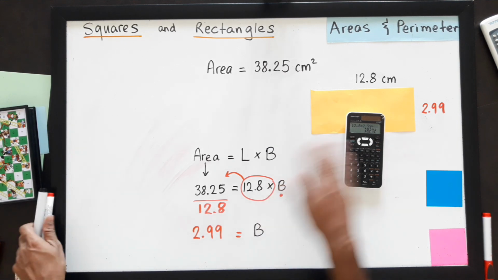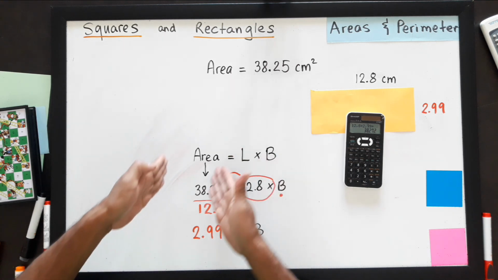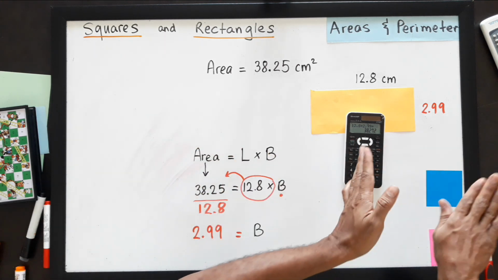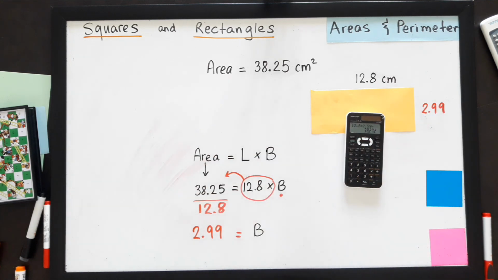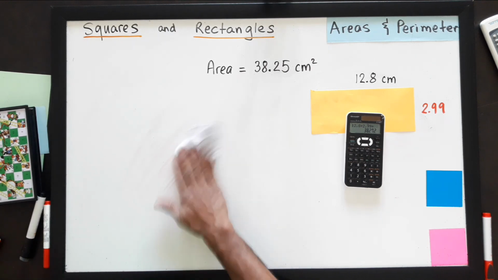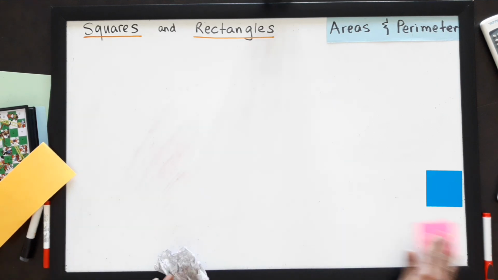Alright, so these questions are very popular in the exam. I call them reverse questions, where they give you the area first and you try to find the missing side that would give you back the particular area. Alright, let's try another question. That was a rectangle. Let's try a square question, a reverse square question. Let's take the pink one here.